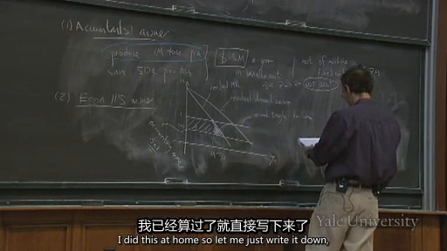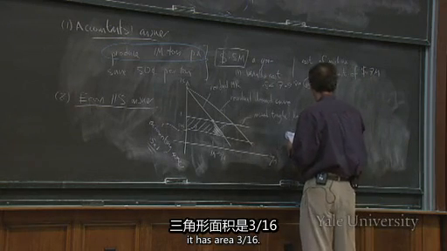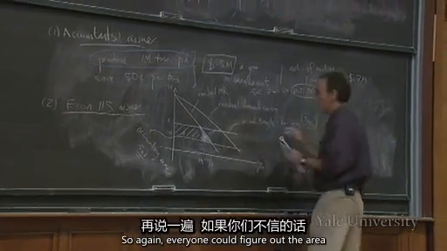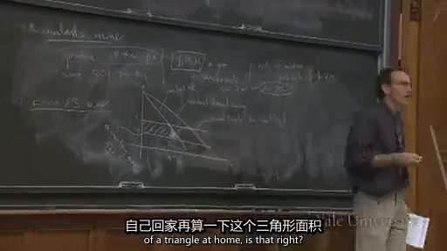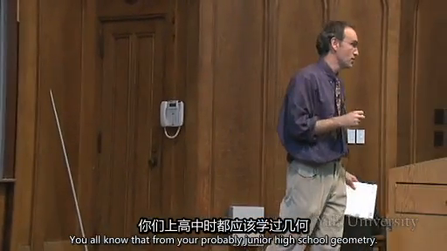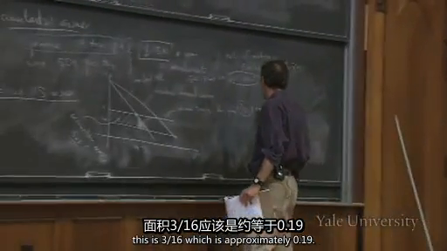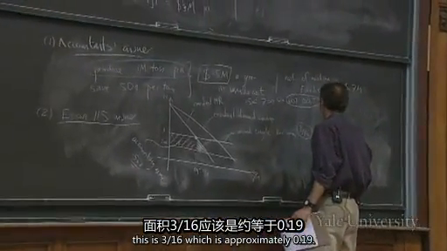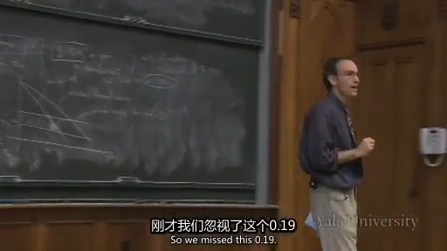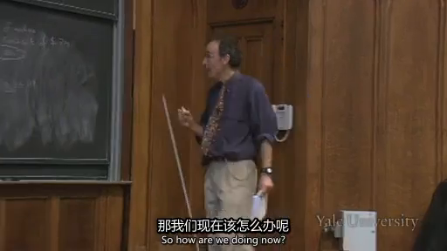I did this at home, so let me just write it down. It has area 3/16. All right? So again, everyone could figure out the area of a triangle at home, is that right? You all know that from your probably junior high school geometry. So assume I did it correctly at home. This is 3/16, which is approximately 0.19. Right, so we missed this 0.19. We missed this 0.19.